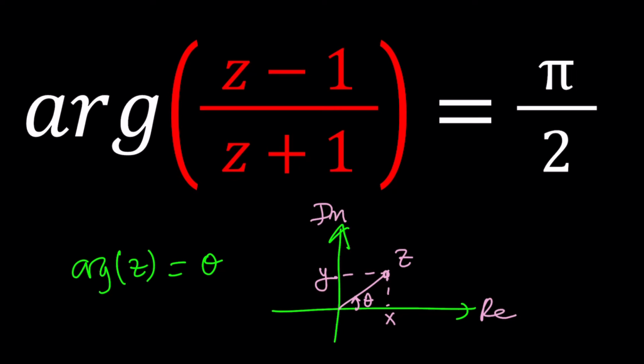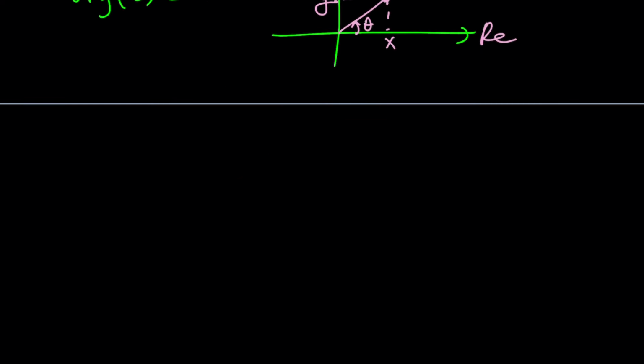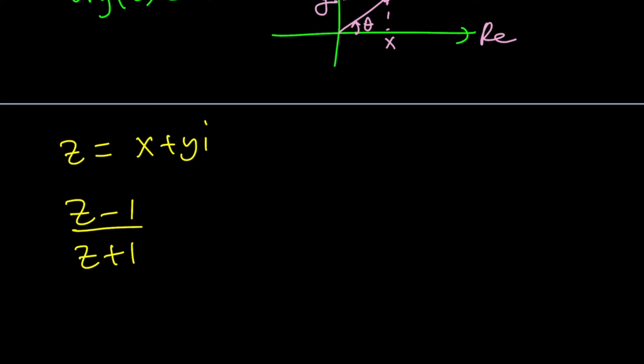z is a complex number. We have to evaluate (z minus 1) over (z plus i). So let's go ahead and do it by setting z equal to x plus yi. I want to focus on this first, and then once I simplify it, I'm going to plug it in because I don't want to write the arg every time. I'm lazy. That's who I am, okay? Now, replace z with x plus yi: (x plus yi minus 1) over (x plus yi plus 1).